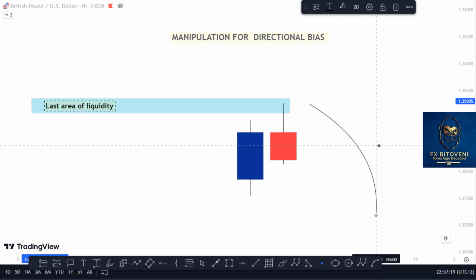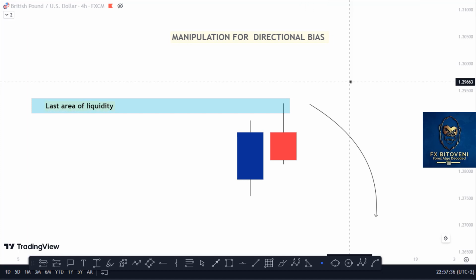My name is JD. Today, let's talk about manipulation for directional bias, guys. This science is a science of reading candlesticks and understanding manipulation. If you have watched my video about manipulation before, you will easily understand what I'm going to talk about here.